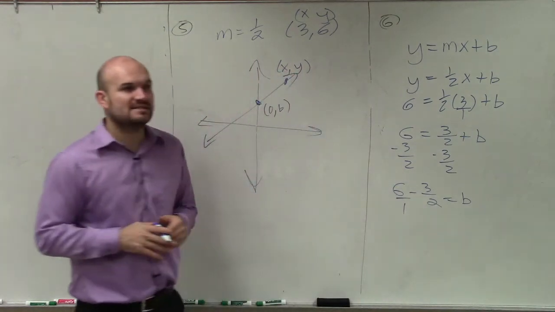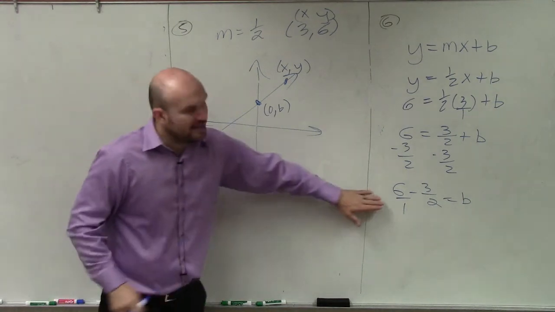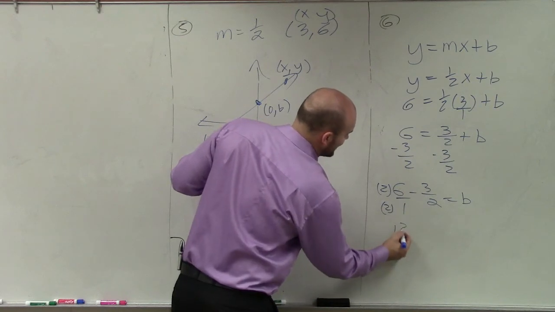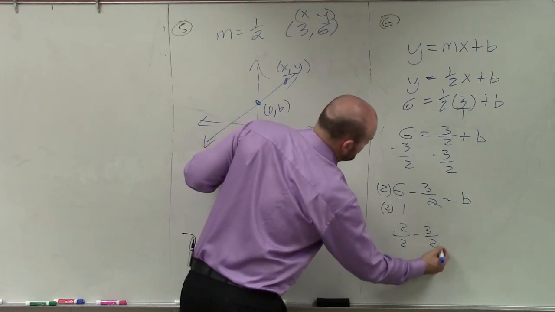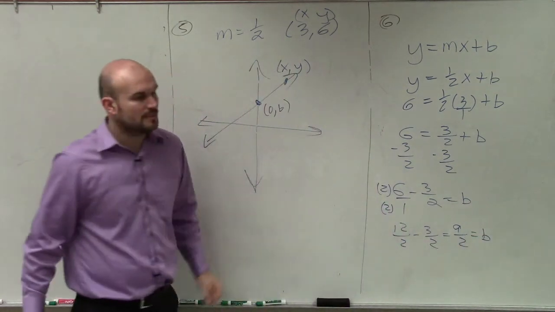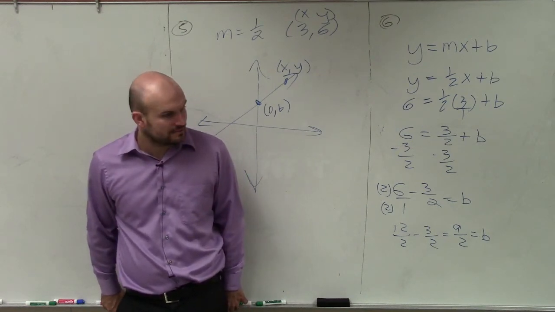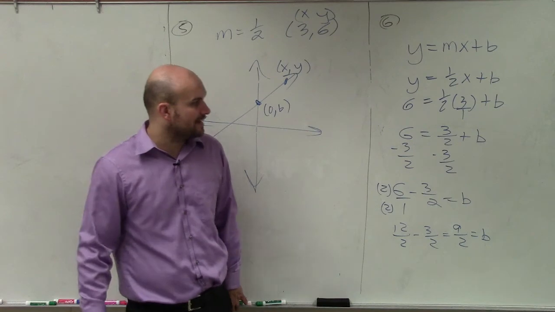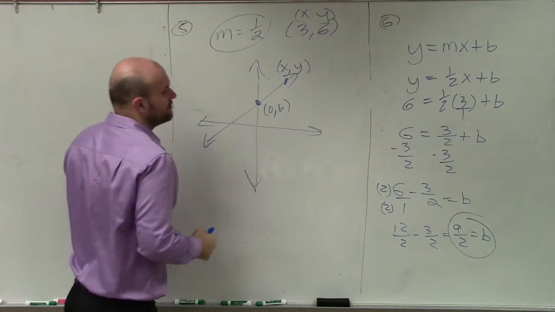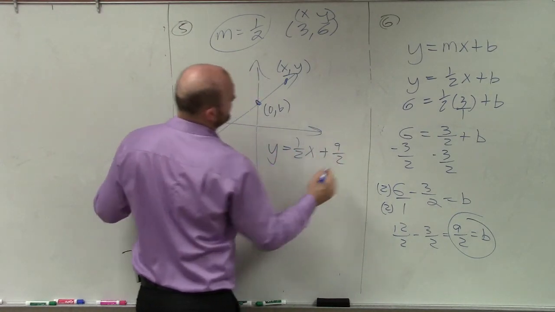Well, again, we write our whole number as a fraction by putting over 1. And then we got to get common denominators. So I multiply by 2 over 2, and I get 12 over 2 minus 3 over 2, which equals 12 minus 3, which is going to equal 9. And then remember, the denominators remain the same. So now I know what b is, and I know what my m is. So I can write my final equation as y equals 1/2 x plus 9/2.